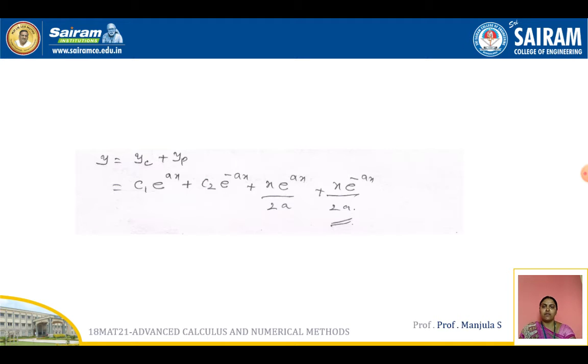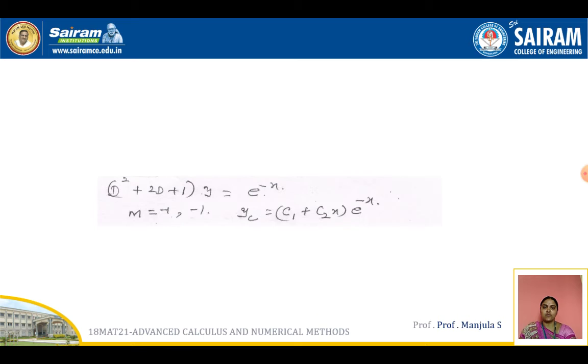Next we should write the complete or general solution of the given differential equation, that is the sum of the complementary function and the particular integral. We substitute the obtained complementary function and particular integral: c1 e to the power ax plus c2 e to the power minus ax plus x e to the power ax divided by 2a plus x e to the power minus ax divided by 2a. This is our required solution. Now we'll see one more example.